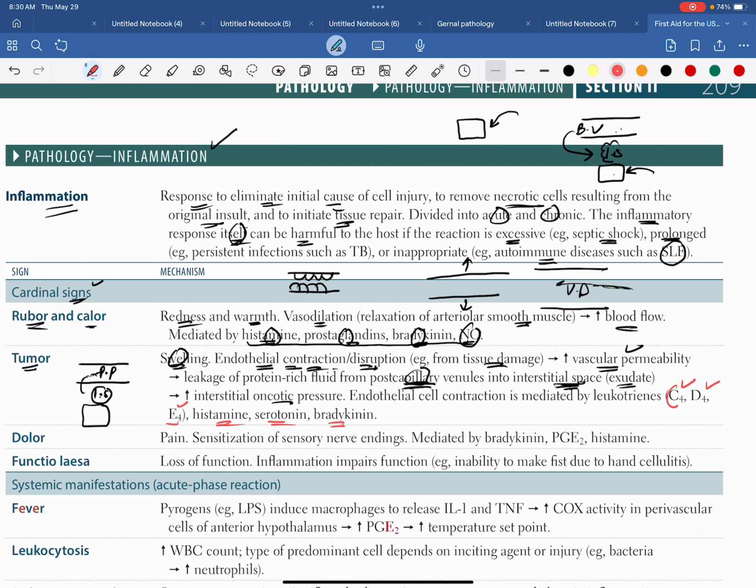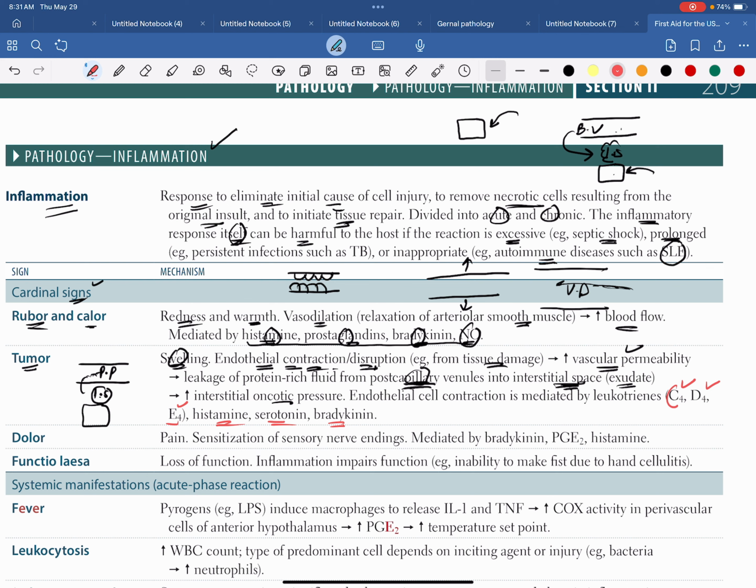When these markers are produced, they go to the blood vessel. In the blood vessel we have the endothelial cell, and these endothelial cells are contracted or disrupted by these mediators. And when the endothelial cells are contracted or disrupted, the inflammatory cells, the plasma protein, the fluid leak into the interstitial space. So when the fluid that is rich in protein, which is also called exudative, accumulates in the interstitial space, that will lead to increased oncotic pressure.